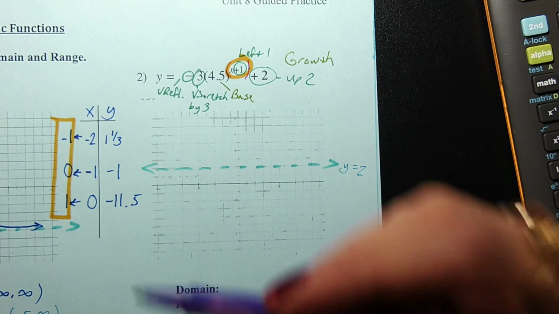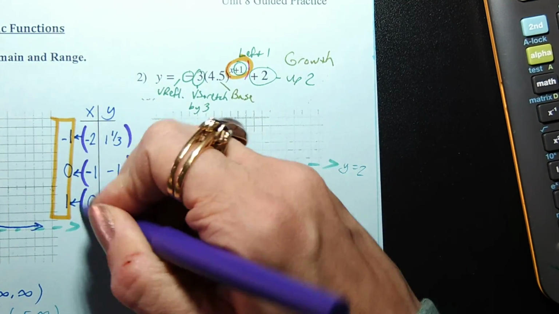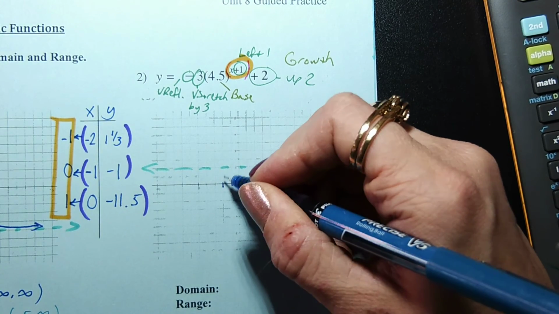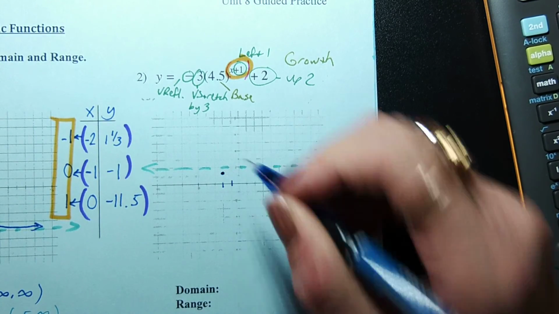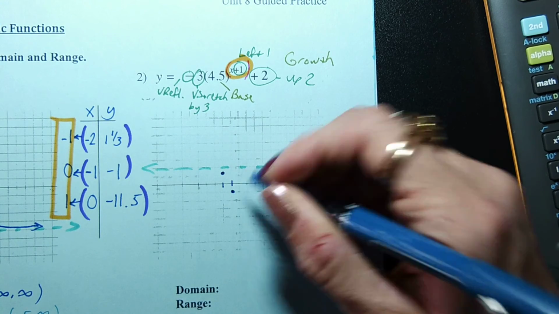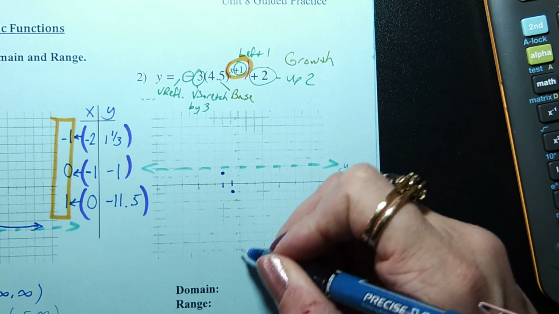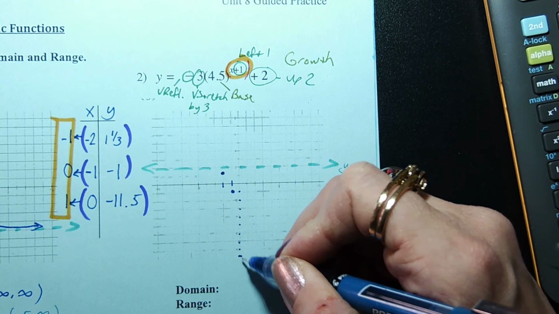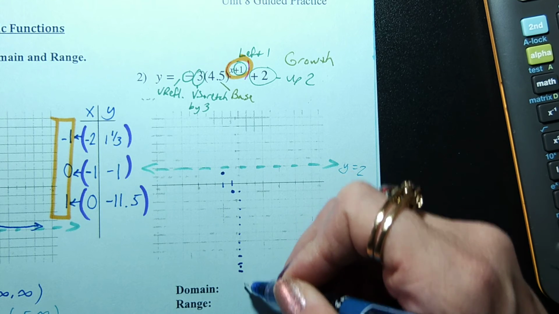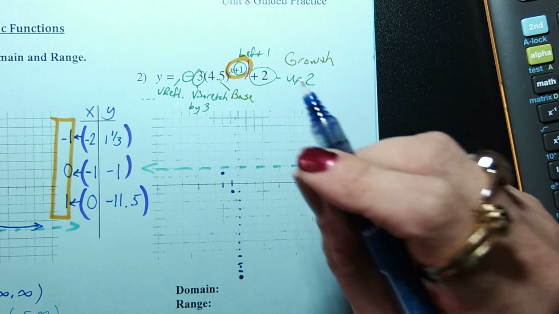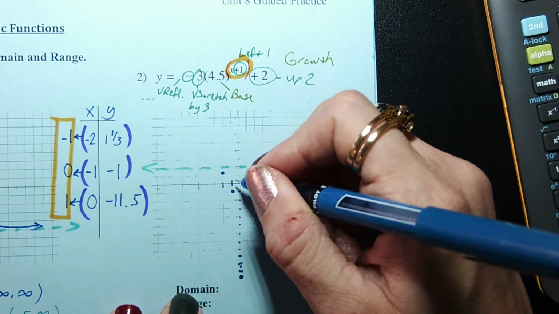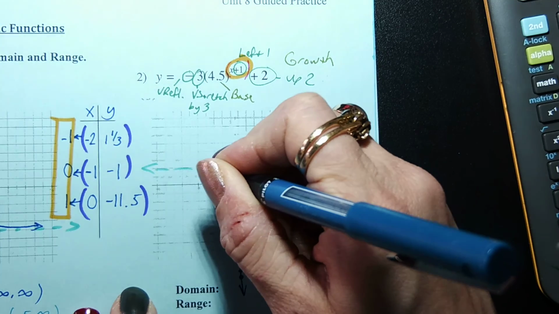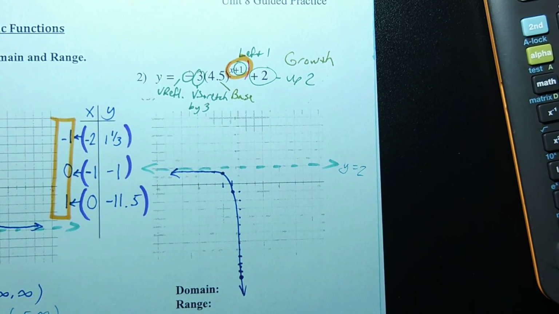So remember, your coordinates are these. So -2, up 1 1/3, right about there. -1, down 1. And then 0, -11.5. Okay, 1, 2, 3, 4, 5, 6, 7, 8, 9, 10, 11, 5-ish. We'll say that. So, plummeting and leveling off towards the asymptote on that side.